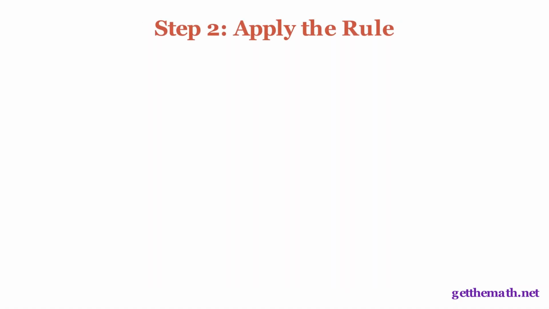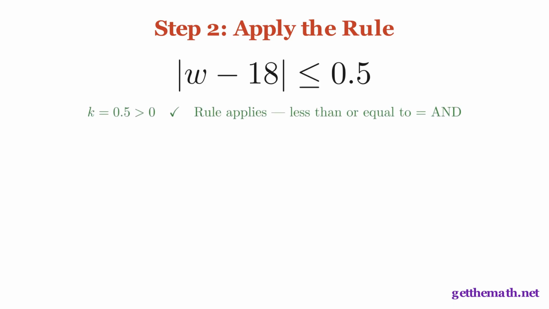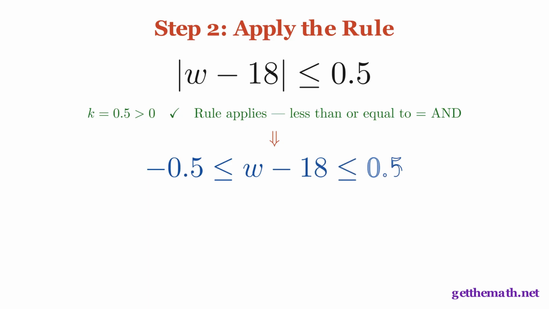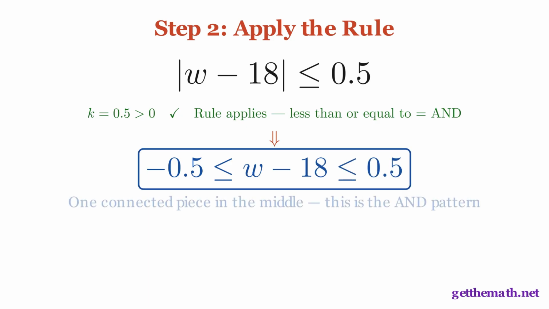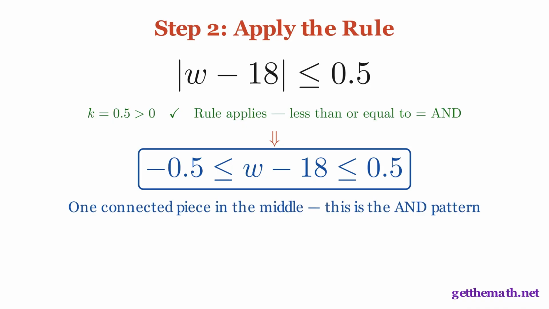Step 2. Check K and apply the rule. Our inequality is, the absolute value of W minus 18 is less than or equal to 0.5. K equals 0.5, which is positive. The rule applies. Less than or equal to means and. One connected piece in the middle.